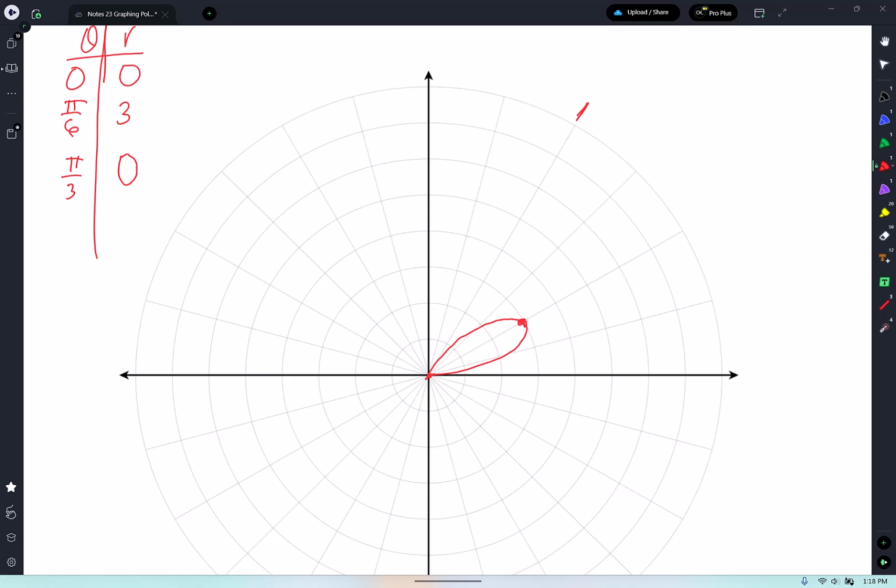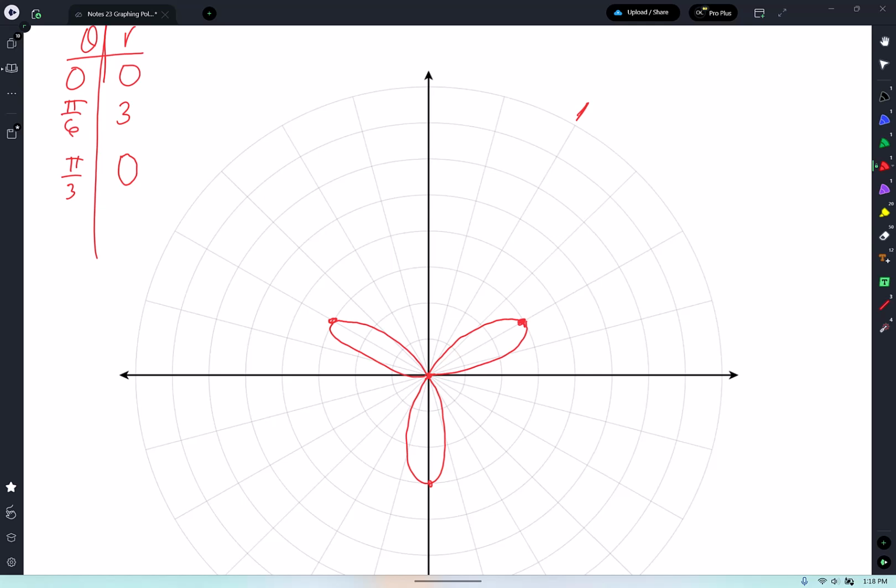Yeah, it's going to be a rose. That's what it's called. Do you guys see that? It's called a rose. If you keep going, it's going to be symmetric on the y-axis. It would look something like this. 1, 2, 3, point. It will look something like that.